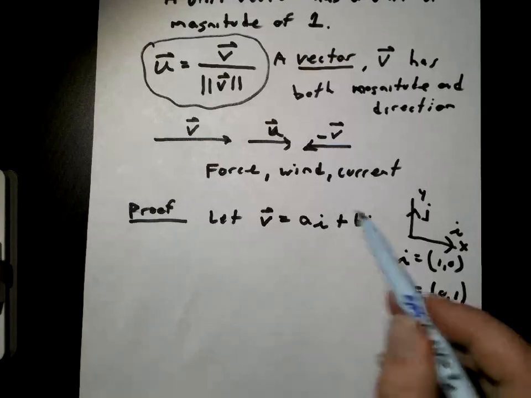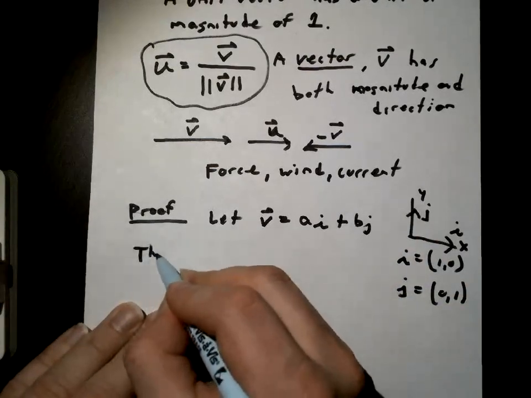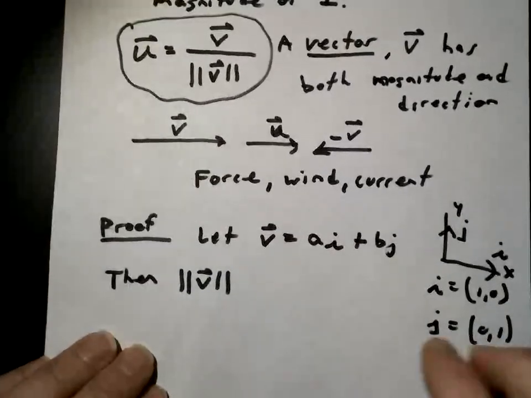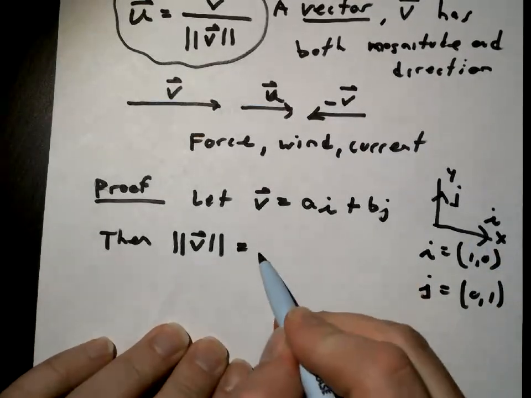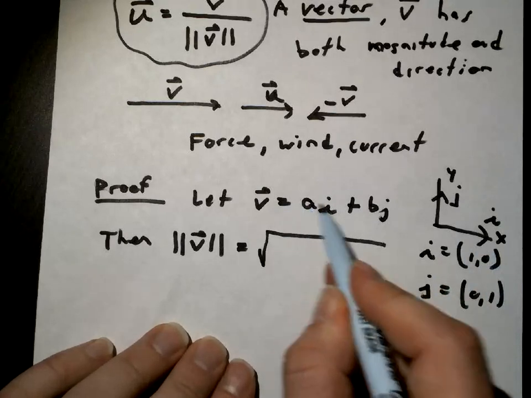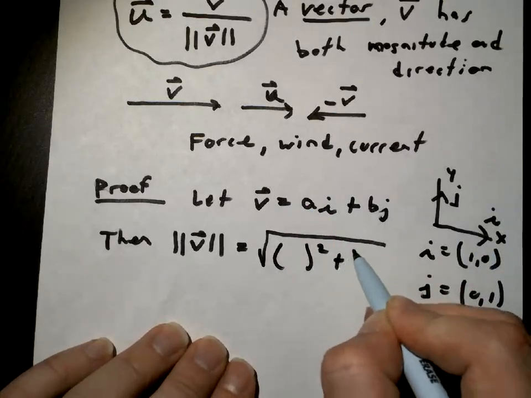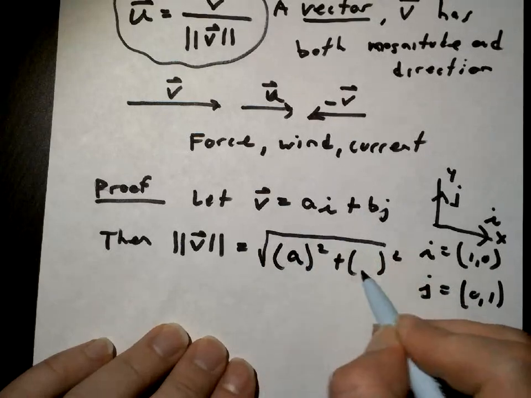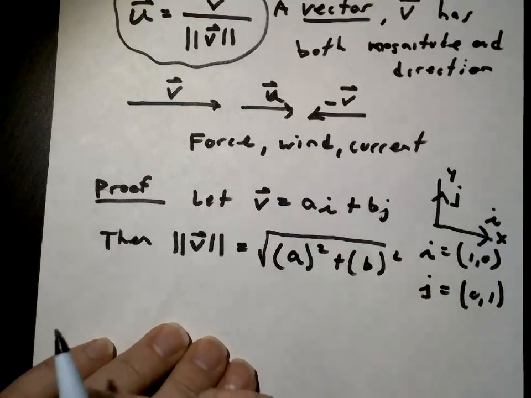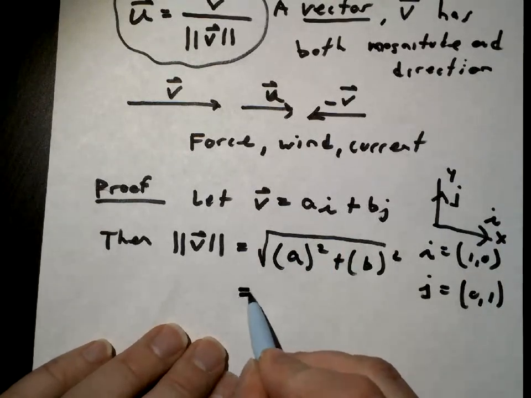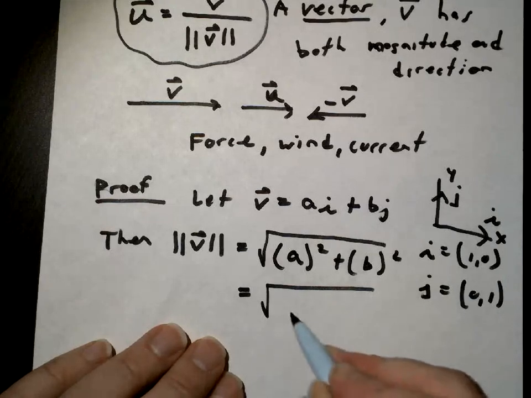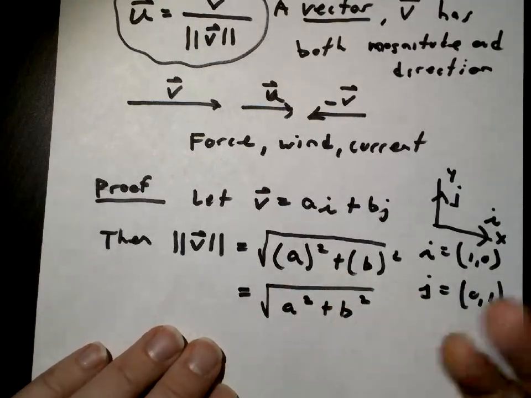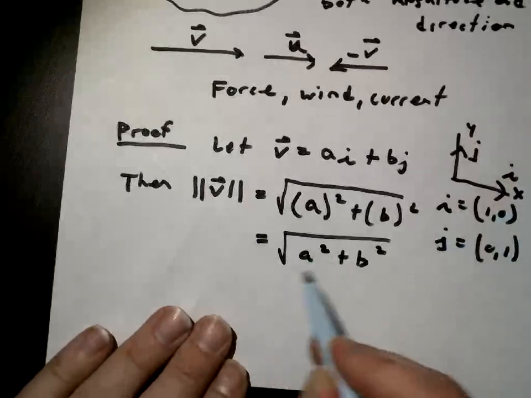So let vector v be ai plus bj. Now let's take the magnitude of this. Remember what the magnitude is. We take the square root, and we put the components a and b in parentheses, remembering i and then j. If we do some algebra here, this is going to be the square root of a squared plus b squared. You're probably wondering what else happens with this. We don't really have anything else; this is all we can do.